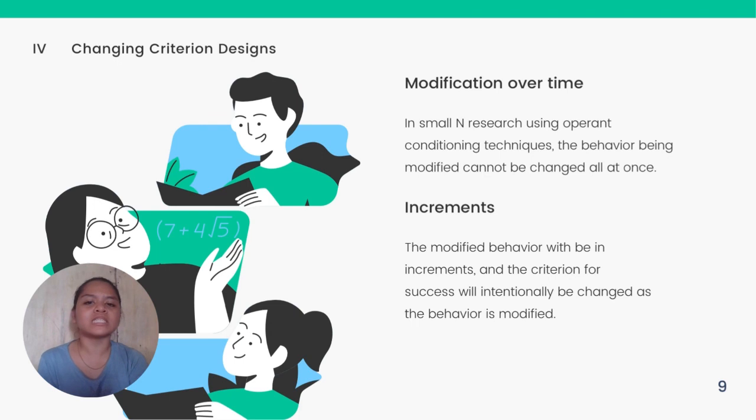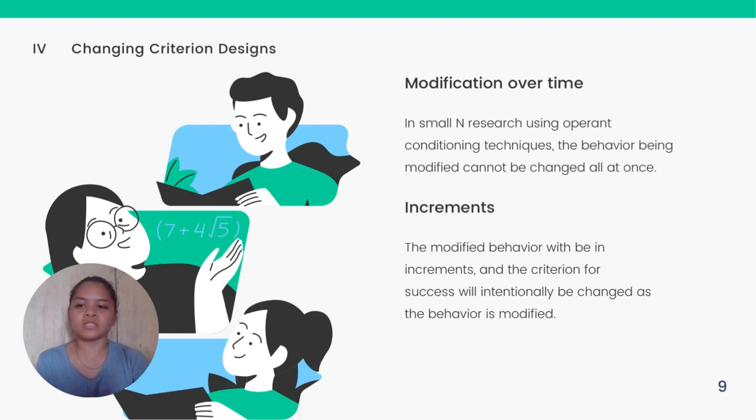As the child continues to make progress, the criterion may be adjusted to a 30% reduction to continue to challenge the child. In this example, the modification over time approach allows adjustments to be made to the reinforcement contingencies based on the child's progress towards the desired behavior change. This approach helps us to tailor the intervention to the child's individual needs and promotes progress towards the desired behavior change.